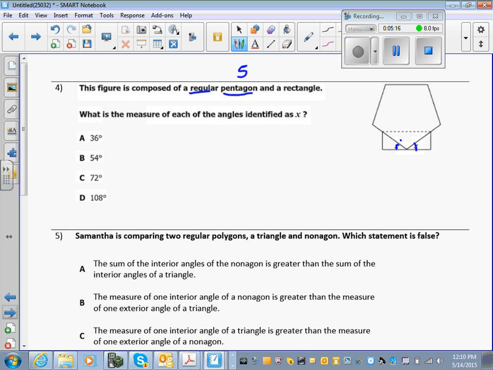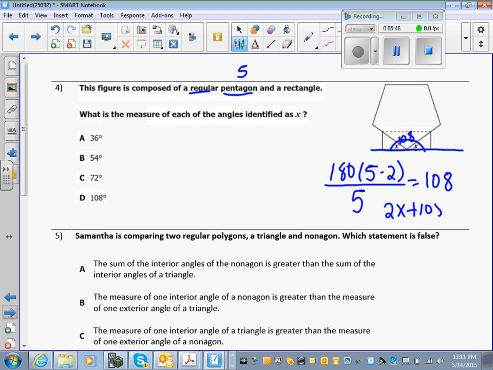But the easy thing to do is first find what y is. So I will do 180 times 5 minus 2, divided by 5, because it has 5 sides. This gives me 108. So I know y is going to be 108. Also, I know this is going to be 180 degrees, because it's a straight line, a linear pair. So I can do 2x plus 108 equals 180 degrees, and then you can solve for the variable.